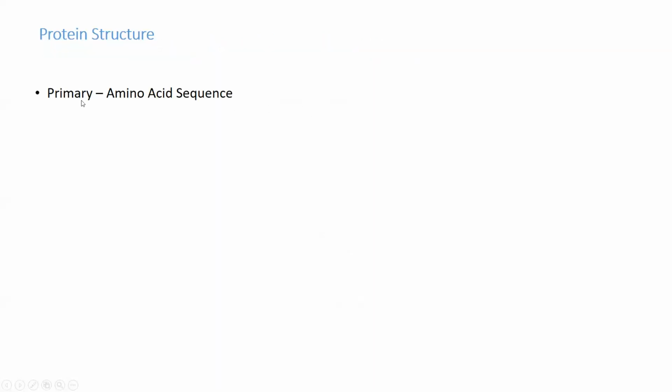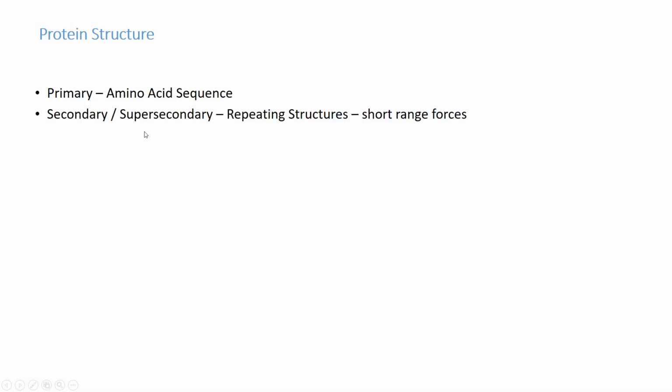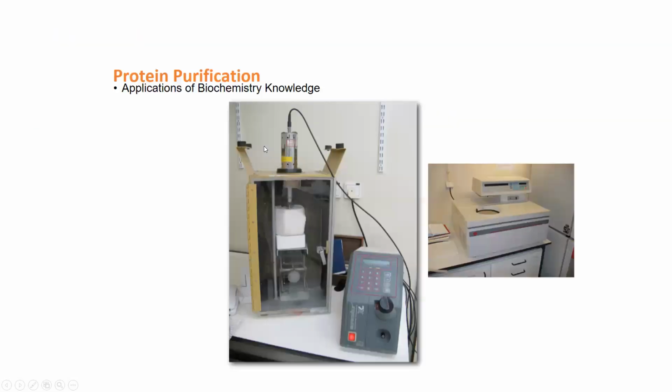Okay. The primary structure is made up of an amino acid sequence. The secondary structure or the super secondary structure is made up of repeating structures. And the tertiary structure is made up of folded structures that are longer in range.